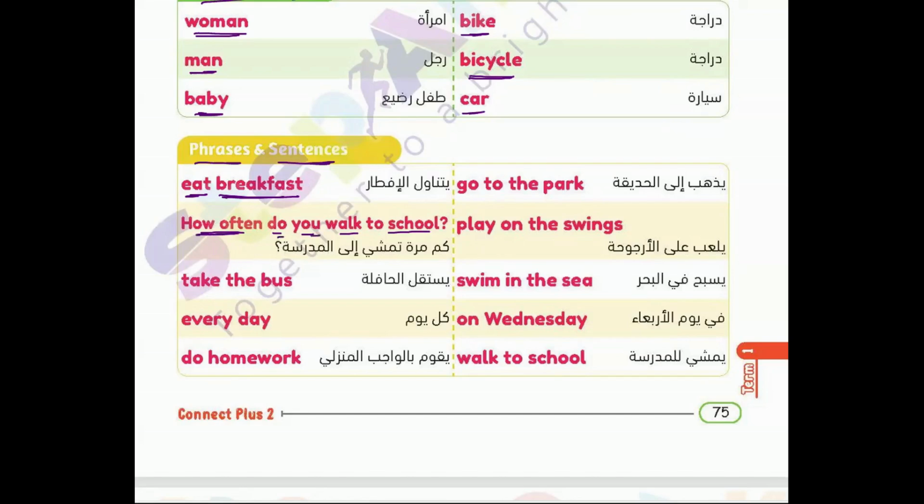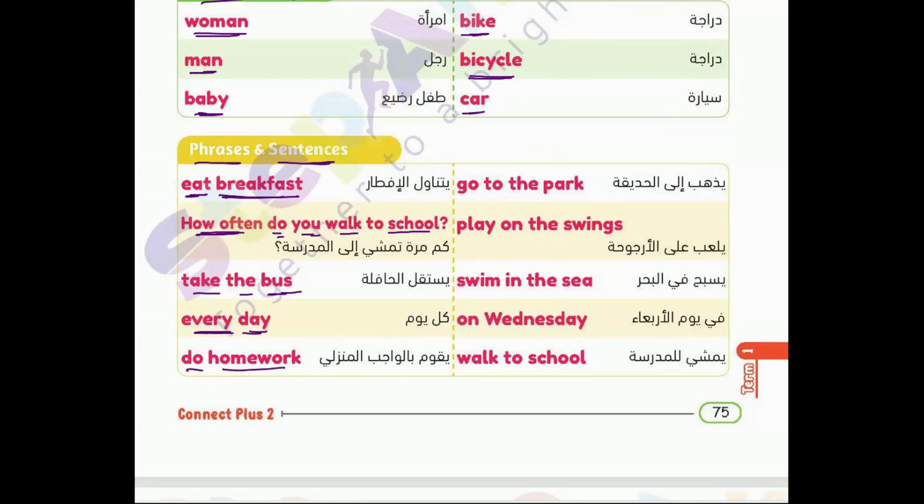Okay, next: take the bus. Take the bus means you use the bus to go to any place. Every day. So we speak about something you repeat each day. We call this every day.